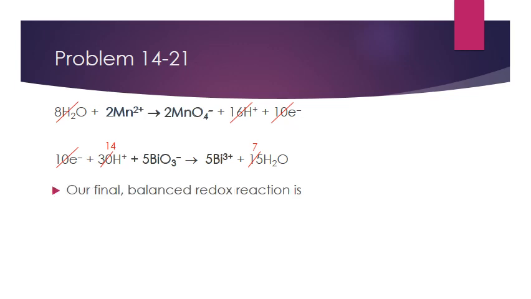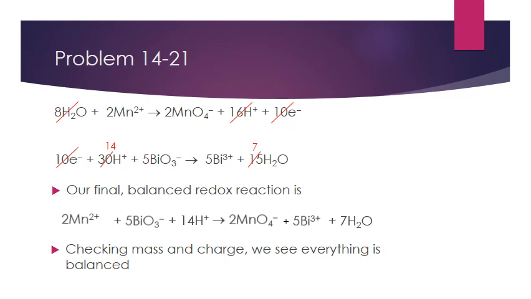So our final balanced redox reaction is, okay, the 2 manganese, the 5 bismuthate, 14 H plus, 2 permanganate, 5 bismuth, and 7 waters. Checking mass and charge, we see everything is balanced.